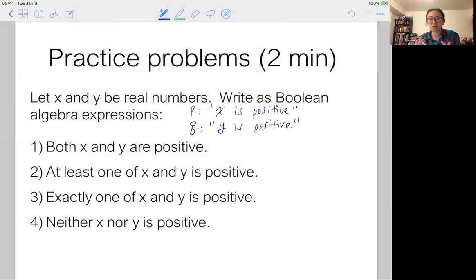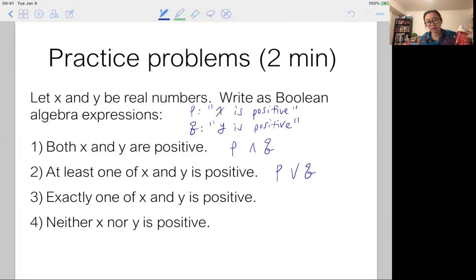Okay, so now for the first one, both X and Y are positive. This is where you want to pause and try to solve it on your own to see if you get the same solution as I do. Okay, so both X and Y are positive. That means both P and Q are true. So I have P and Q. Second one, at least one of them is positive. Then it means the first one is positive or the second one is positive. They can be both positive, but at least one of them has to be positive. Again, this corresponds to the OR operation.